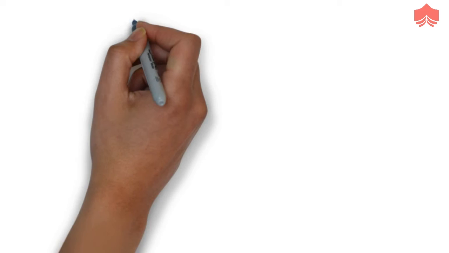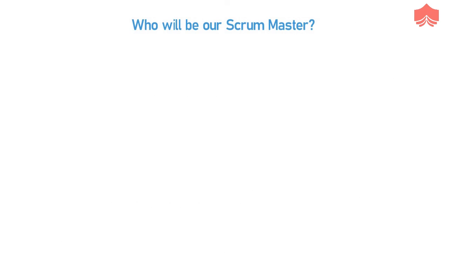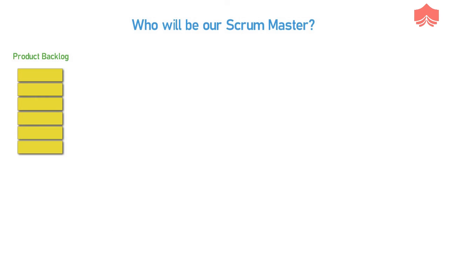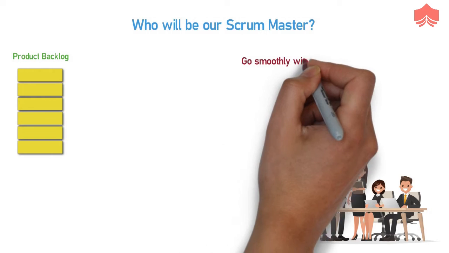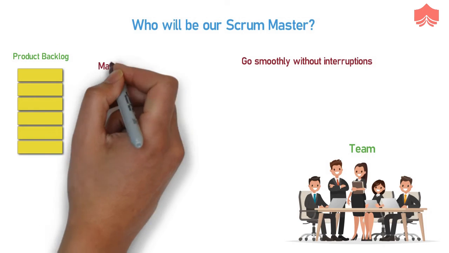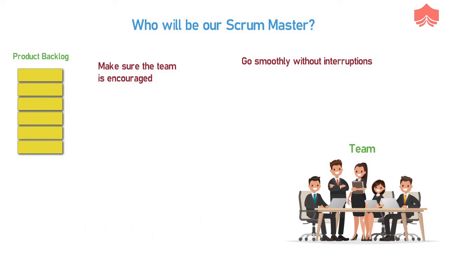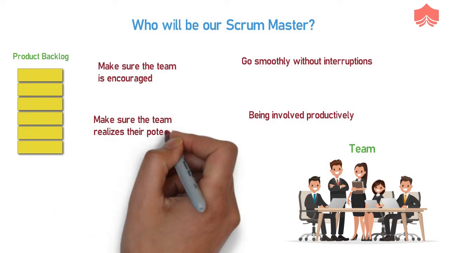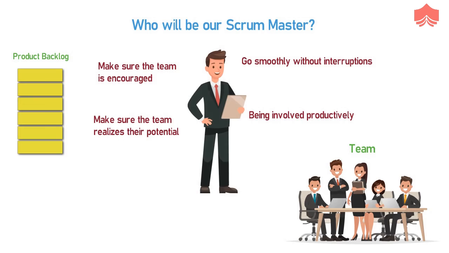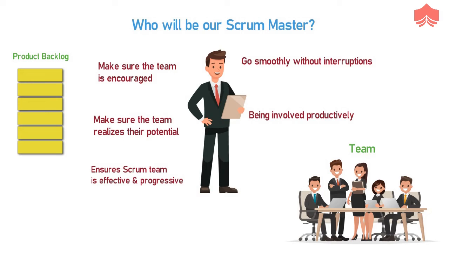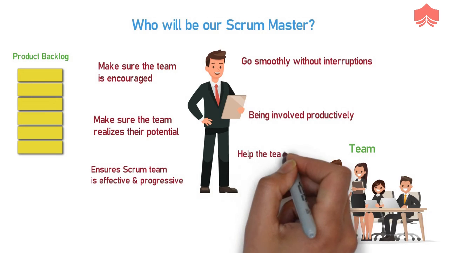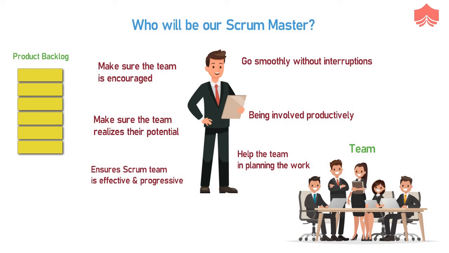Step 3. Who will be our Scrum Master? So far, we have the product backlog and the team to work on it. But where is the person who will make this go smoothly without interruptions? Who will make sure the team is encouraged and being involved productively? Who will make sure the team realizes their potential? In short, let's get a Scrum Master. The Scrum Master ensures that the Scrum team is effective and progressive. The person will help the team in planning the work for the coming sprints.